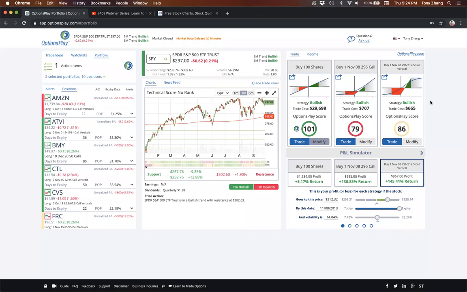Chris is asking, how does POP relate to Delta, if it does? POP and Delta are different. They're both probability-based indicators, but Delta tells you the probability of the call or put being in the money, versus POP tells you the probability of the strategy being profitable. One is for whether it's going to be in the money, so 1 penny above or below the strike price, and the POP is based on the break even of your strategy. So it depends on the price that you purchase that call or put at.